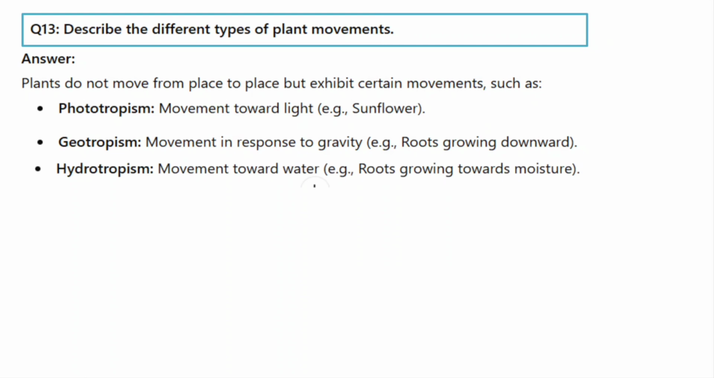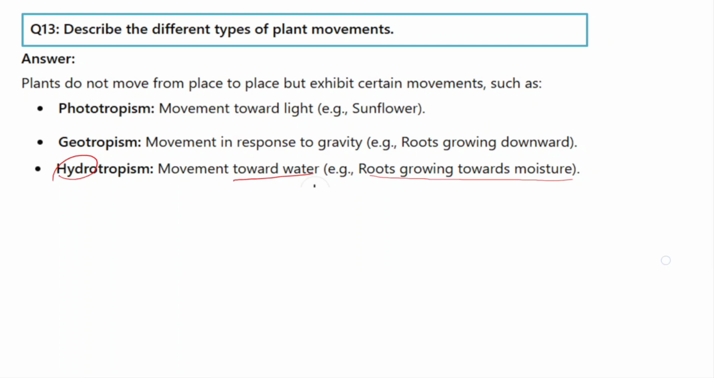Next we have hydrotropism. See, whenever I say hydro, what will come to your mind? Hydro means water, isn't it? So that means movement towards water, like roots growing towards moisture. Plants and grasslands grow mostly in areas where there is moisture in the soil, that means water in the soil. So this is a response of the plant to water.